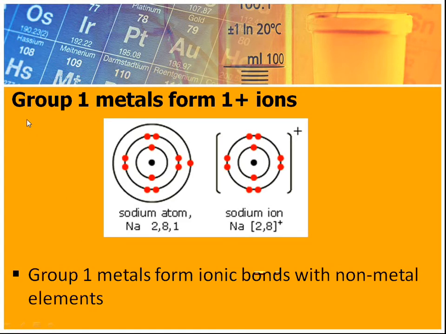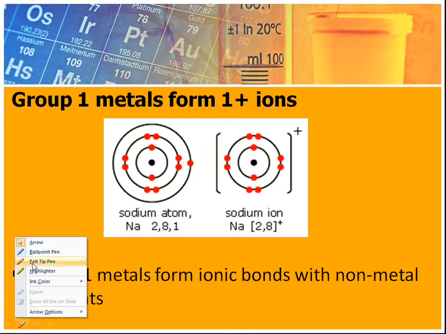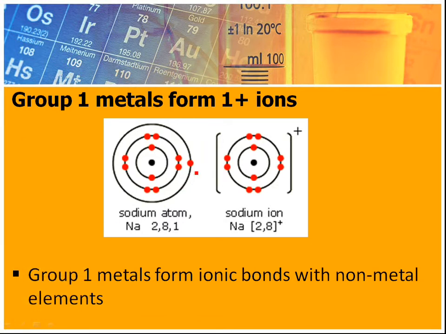The group 1 metals form 1+ ions, okay? So what you can see here is this outer valence electron will be lost quite easily, and it'll form the Na+ ion. Okay, and that's a +1 ion there. And this is true of all the elements in group 1. They all make 1+ ions by losing the outermost valence electron.